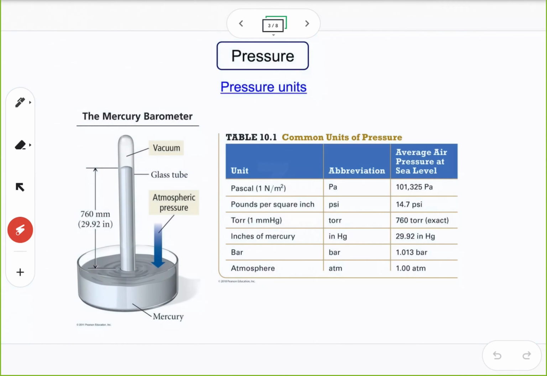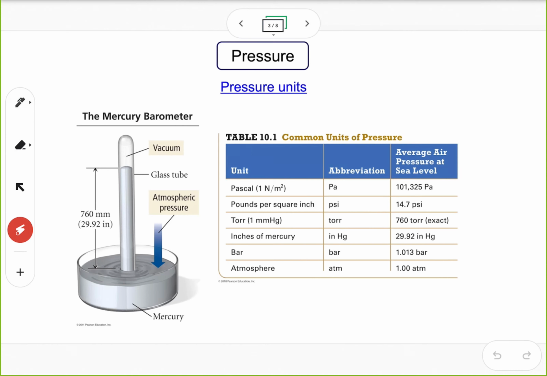The second slide is about the units of pressure. On your left side, it tells us how a mercury barometer works. Essentially, you have a tube here. On the top of the tube, the space here is vacuum. In other words, there's nothing inside this headspace.